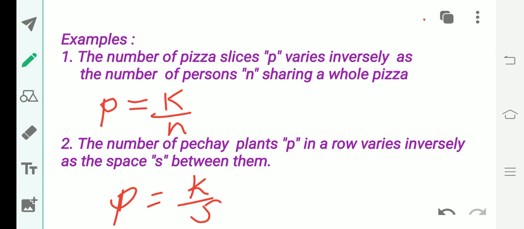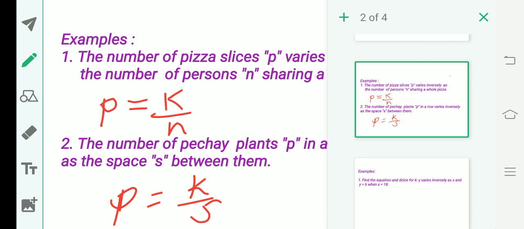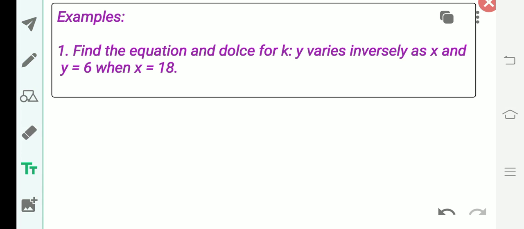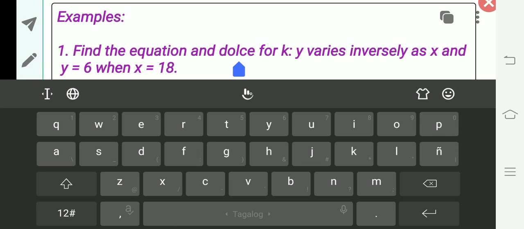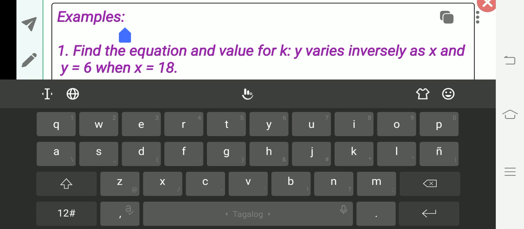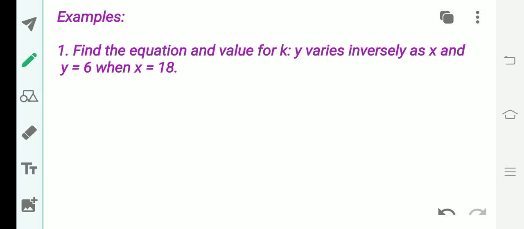Okay, so now this time let's try solving problems involving inverse variation. Okay, so halimbawa, find the equation and, I'm sorry, this should be constant, no? Constant of variation and value. Okay, so sorry for that. Now again, find the equation and value for K wherein y varies inversely as x and y is equal to 6 when x is 18.